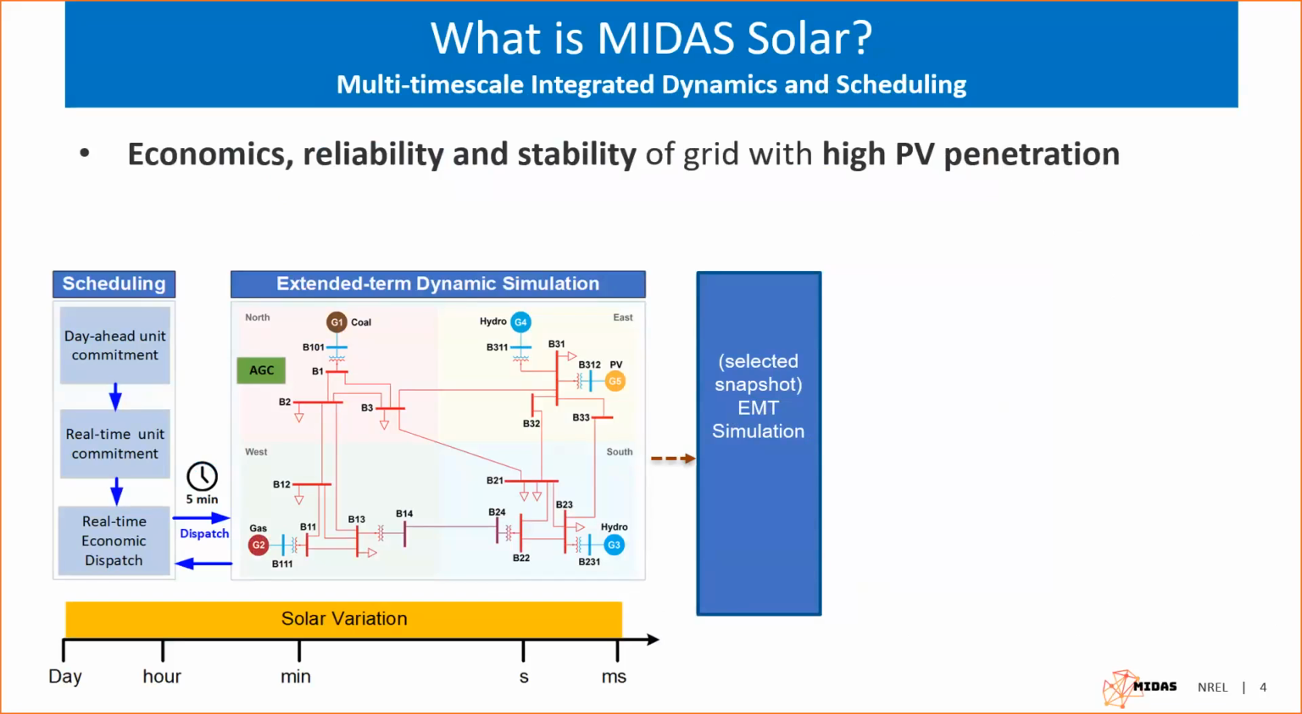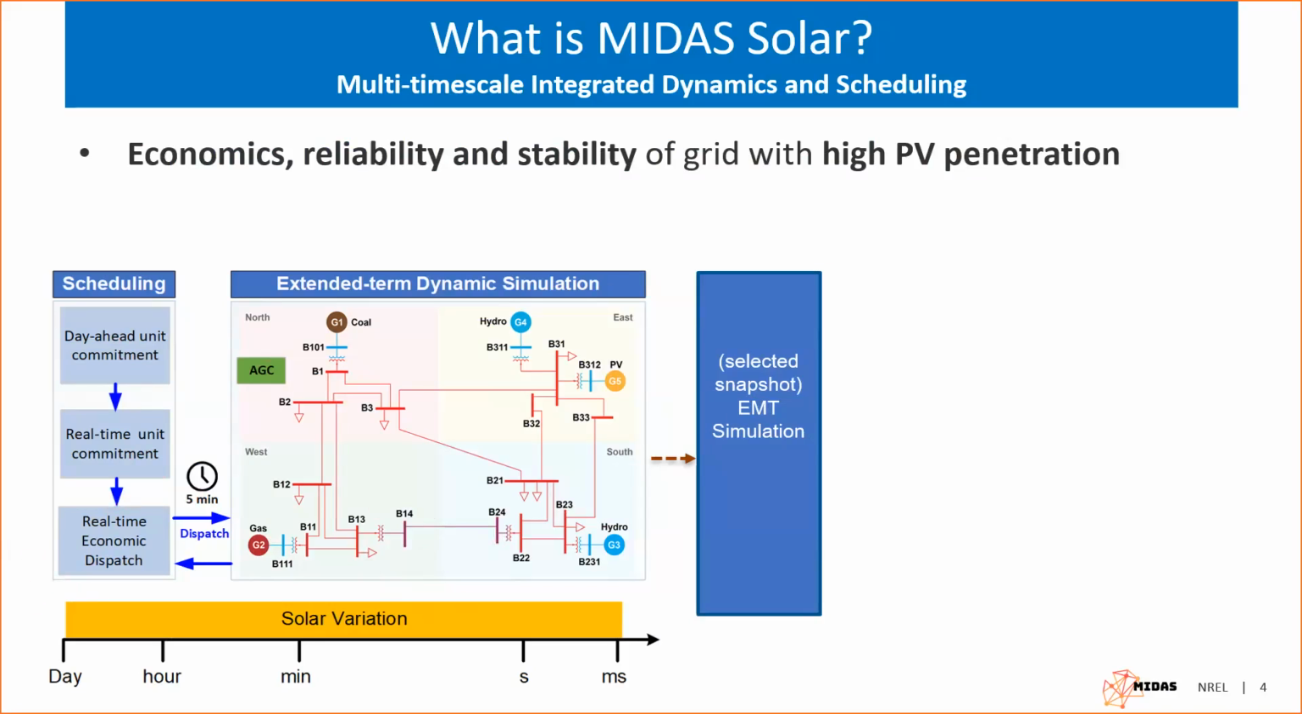So here is a diagram of the MIDAS. There are 3 engines in the framework: the scheduling engine, the external thermodynamic simulation engine, and the electromagnetic transient simulation engine. The scheduling engine can simulate from the day-ahead unit commitment to the minute-level economic dispatch. It will pass the dispatch results to our external thermodynamic simulation block every 5 minutes. When the dynamic simulation finishes the 5-minute run, it will send the real-time operating point back to the economic dispatch module for the next round of optimization.